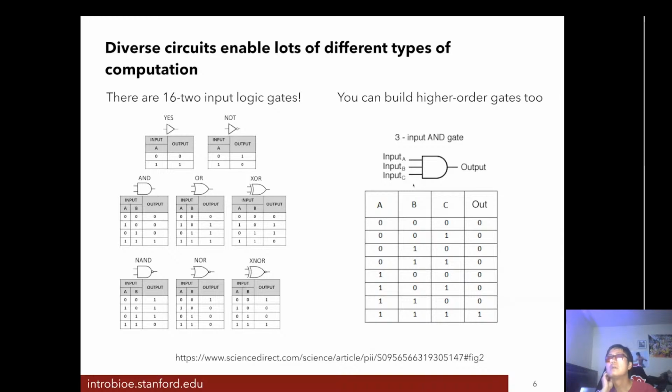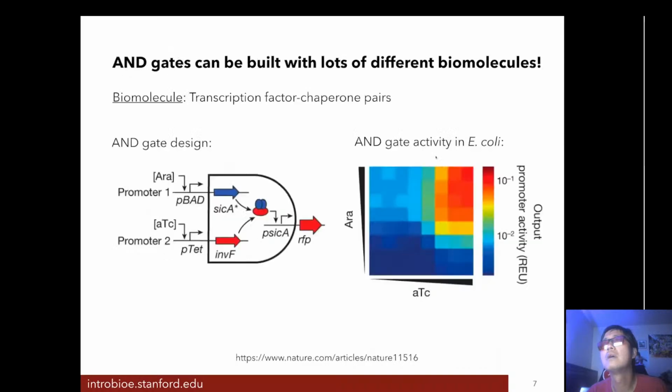I believe Professor Endy showed you some oscillators. That's a different type of dynamic synthetic genetic circuit. But what's true for all of these different synthetic genetic circuits is that there are many different ways to build them, and there are lots of biomolecules that you can take advantage of in order to construct a synthetic genetic circuit. So we're going to talk on the next couple of slides about building logical AND gates.